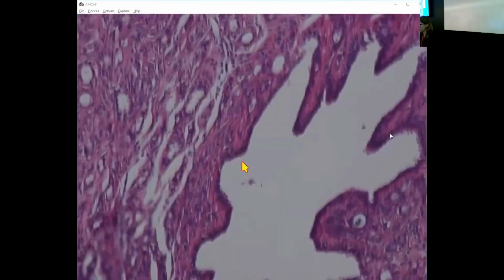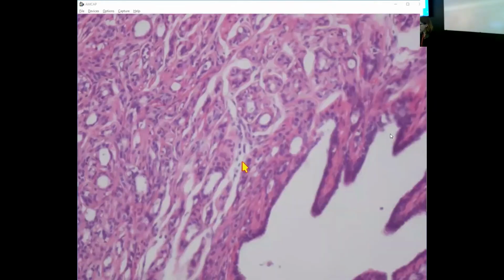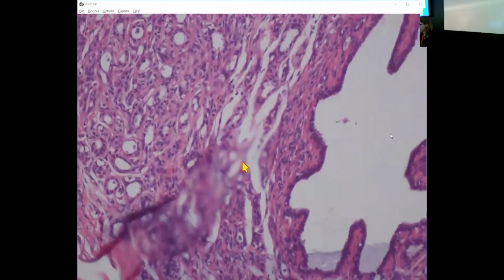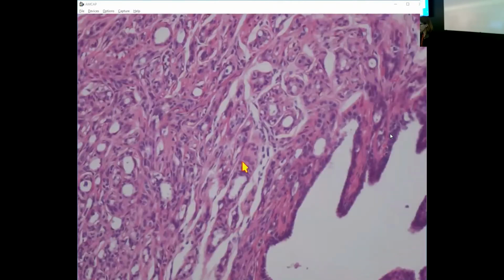So we would go on high power, and how would you confirm that it's just sclerosing adenosis? What would help you decide that? What do you need to see? I see very well myoepithelial cells, and also the stroma is eosinophilic. Yeah.